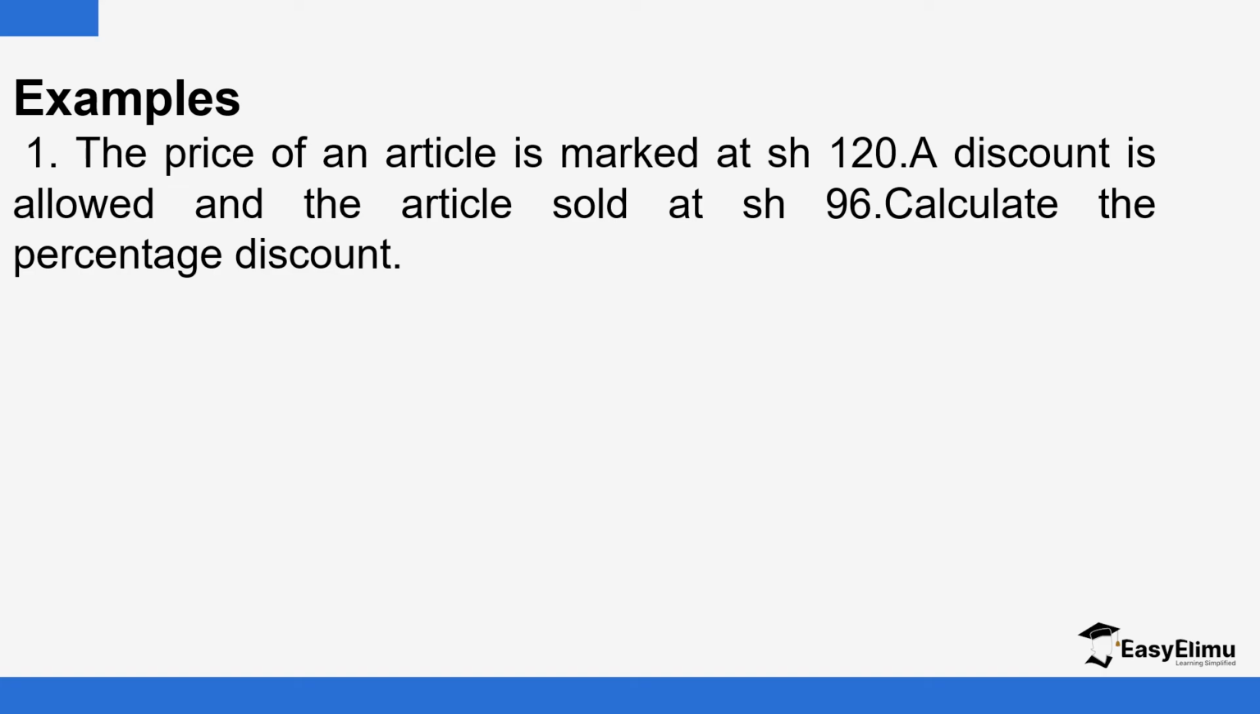But in the process, they realize possibly this item is not selling that much, so they decide to give some allowance. They allow some discount, to improve on the sale of this article. So a discount is allowed and the article sold at 96. See, 96. So if the item is actually selling at 96, probably it was bought at a price that is lower.